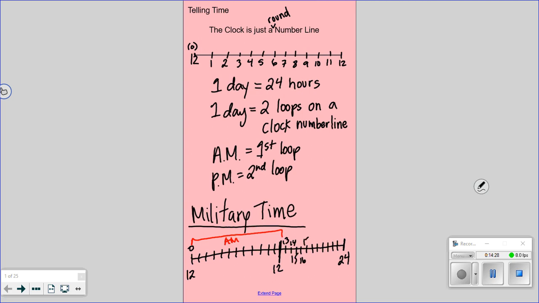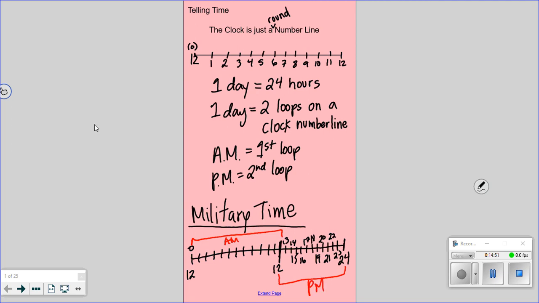I'm writing my numbers on either side just because they're pretty small. There are 2 different 6s, so I just moved my numbers because it was hard for my marker to fit in there. But go ahead and label the time. And Cole, if that first loop is AM, what's that second loop called? PM.